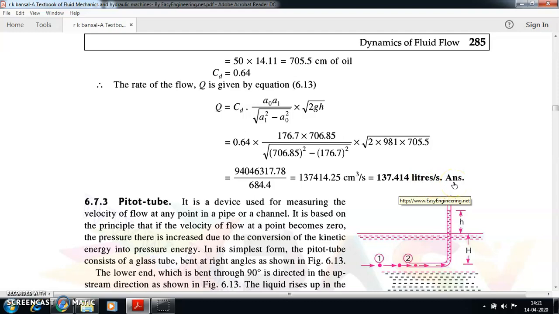So these are the two problems. Very simple problems that you can actually solve on orifice meter.